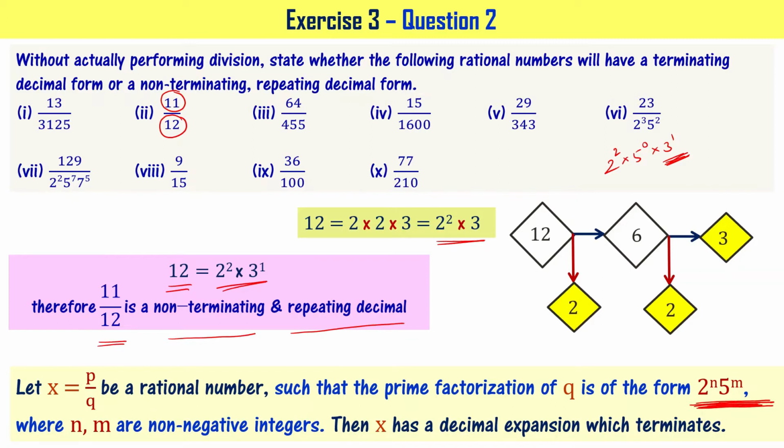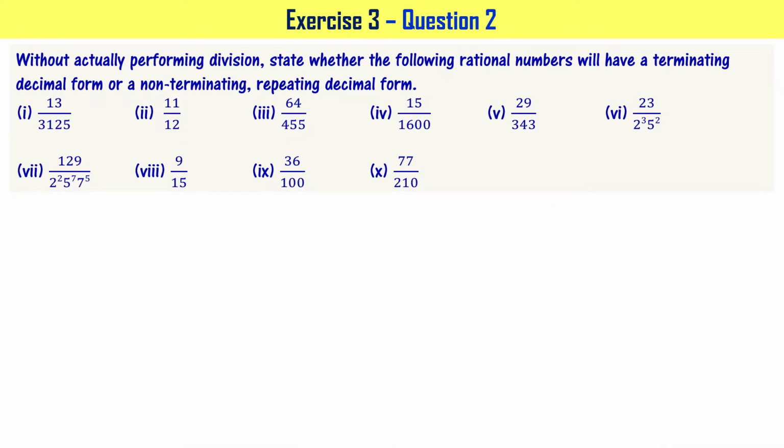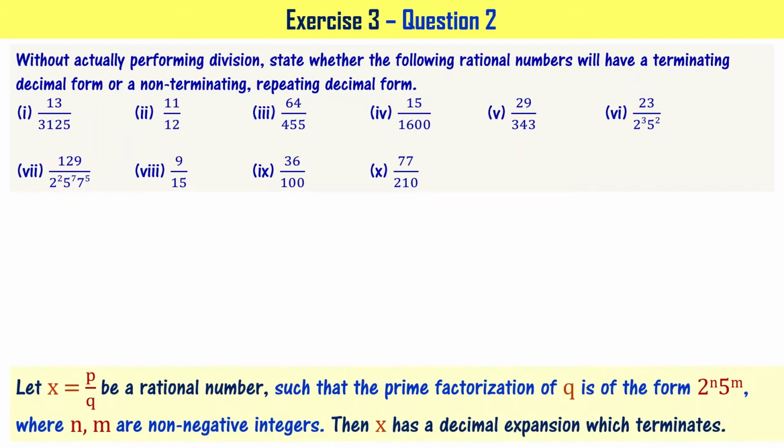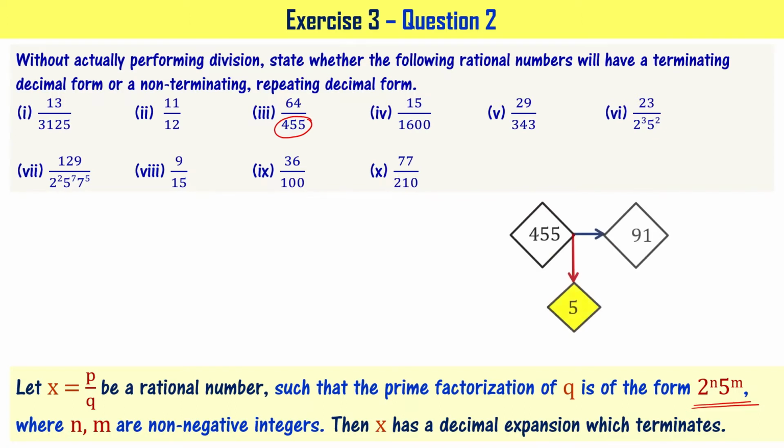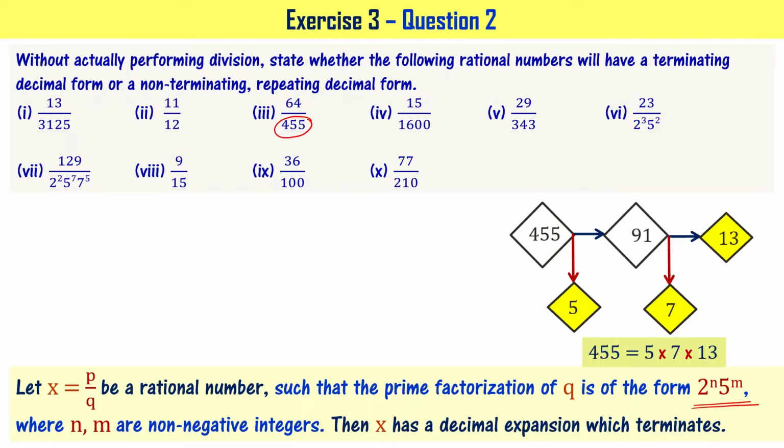Now let's look at the third part of the problem, that is 64 divided by 455. So let's find the prime factors of 455, whether they are in the form of 2 power n 5 power m or not. We have to first check, right? For that, let me write 455 as 5 times 91, and 91 can be written as 7 times 13. You look at this. 455 equals 5 times 7 times 13.